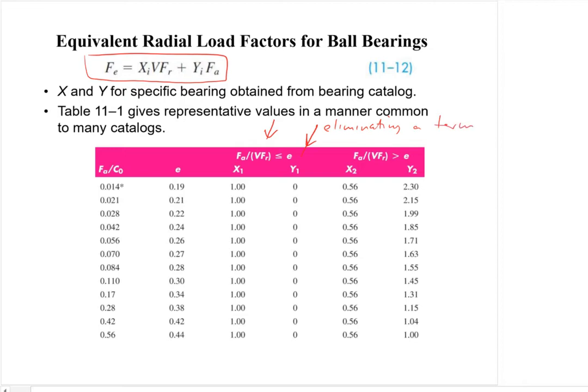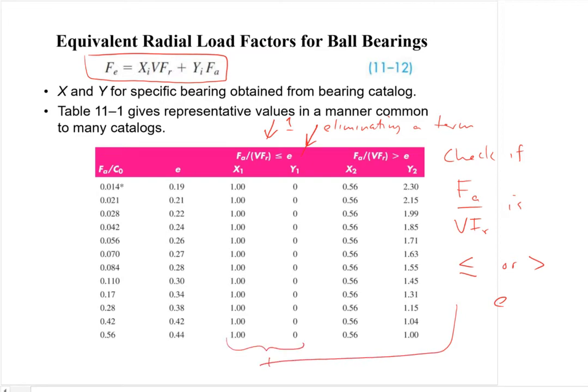Again, not quite, and also this is just a 1. So I'm not sure why they did that, but that's the way the book lays it out. But so you have to check. If FA over VFR is less than or equal to or greater than E, and that determines it: if it's less than or equal to, you'd use these two numbers for X1 and X2, and if it's greater than, then you'd use these two.